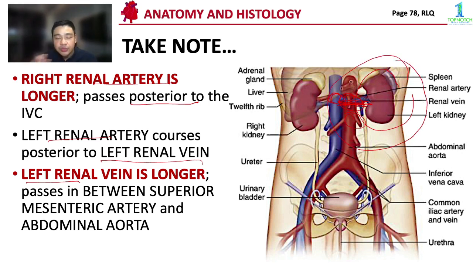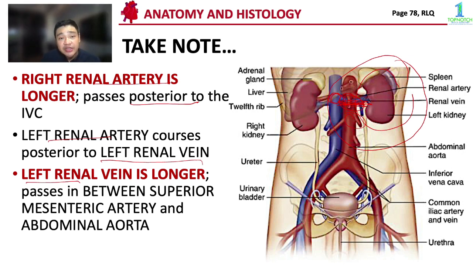Okay, that's not a golden rule. But if the choice will be based on anatomy alone, the left kidney is preferred because it has longer vessels. The left renal vein is longer kasi may extra length pa siyang na-add because it has to cross pa on top of the abdominal aorta. Okay? So we're done with the kidneys.